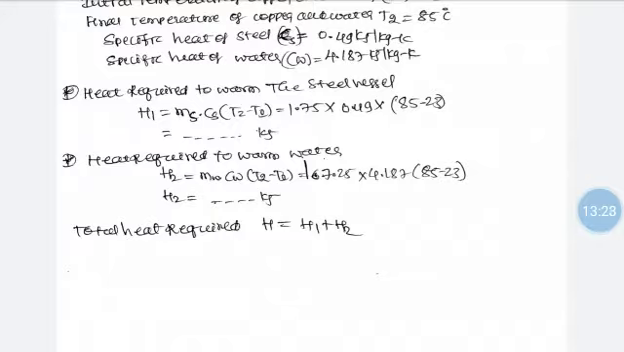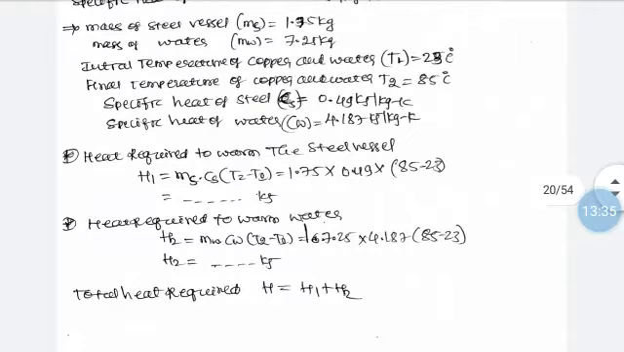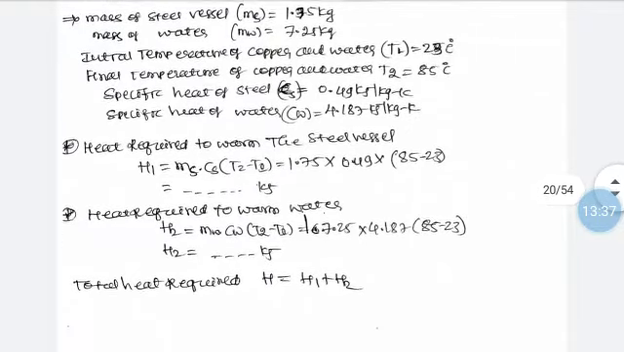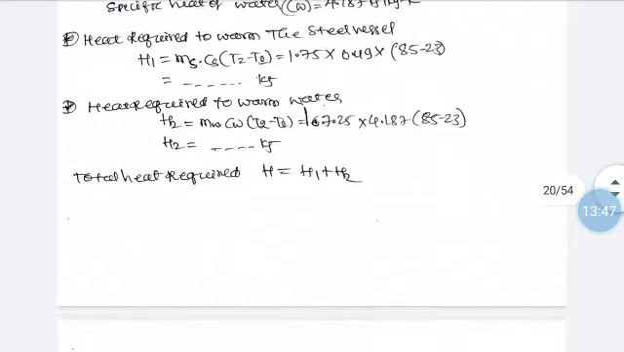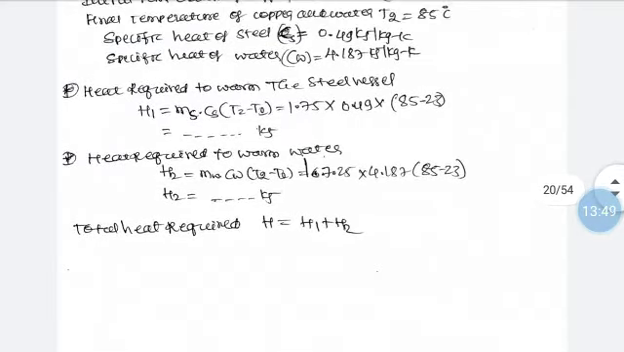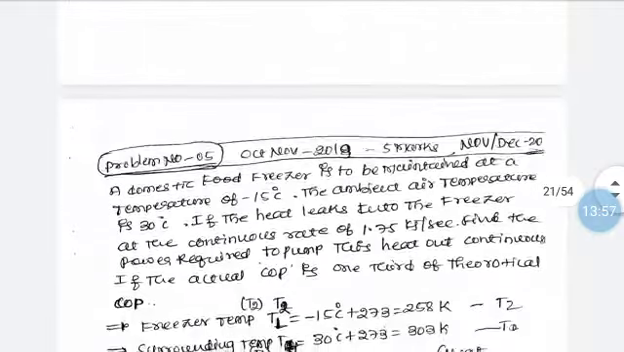So here, the mass of water he has given is 7.25 kg into 4.187, that is the specific heat of water, and 85 minus 23, so we will get the heat required to warm the water. So the total heat required to warm the vessel and water is, we have to add the heat required to warm the steel vessel and the heat required to warm the water. So that is H1 plus H2.